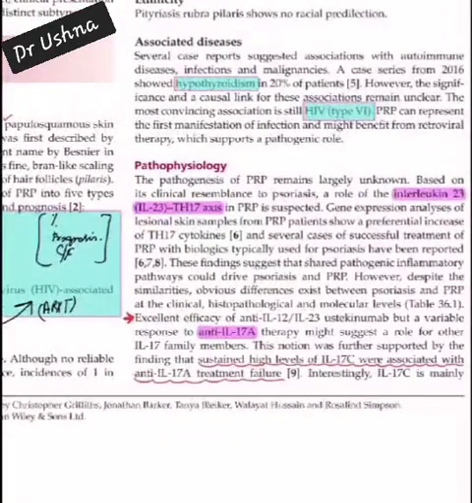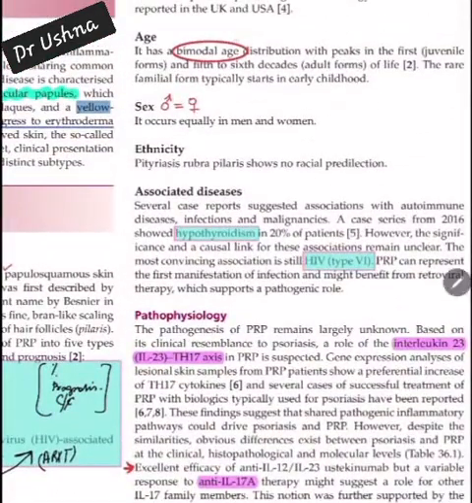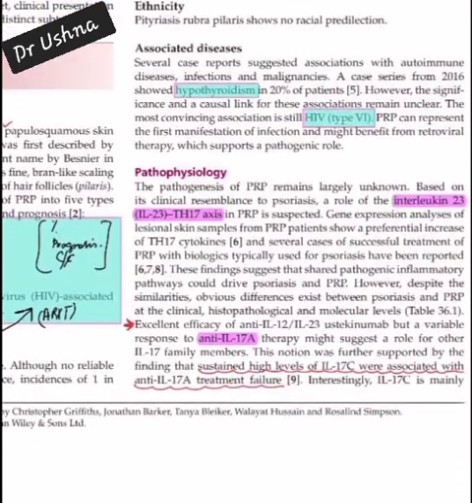Then comes the age distribution. PRP presents with a bimodal age distribution. If we just remember, psoriasis patients also present with a bimodal age distribution, and it is very important. Psoriasis and PRP both present with a bimodal age distribution. The important association of PRP is hypothyroidism, and again type 6 PRP presents with HIV as well.